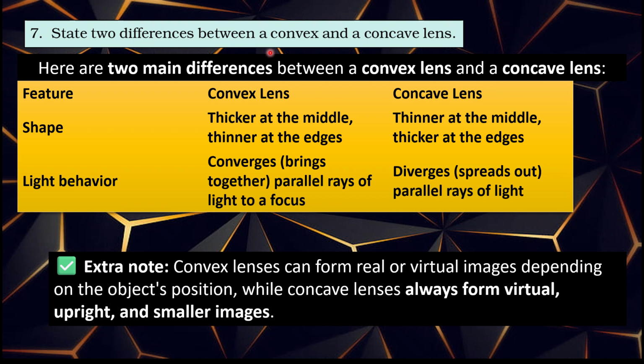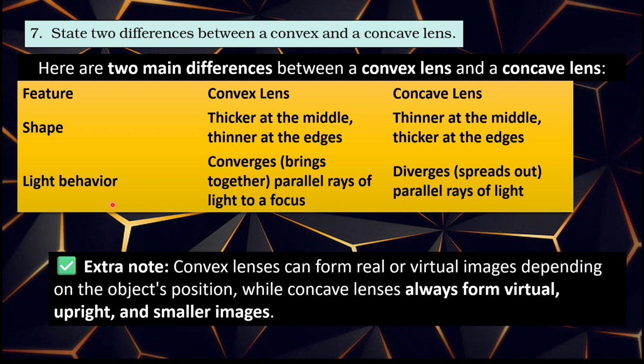Seventh, state two differences between the convex and the concave lens. Here are two main differences between the convex lens and the concave lens. First, shape. Convex lens: thicker at the middle and thinner at the edges. Concave lens: thinner at the middle and thicker at the edges.